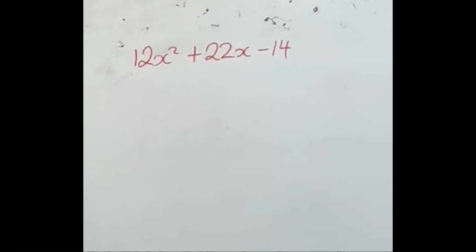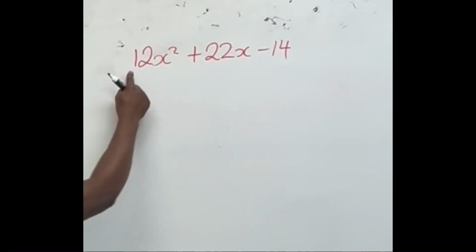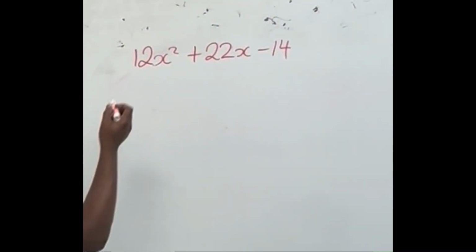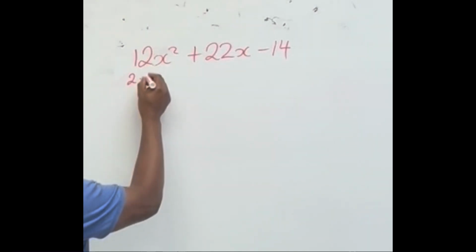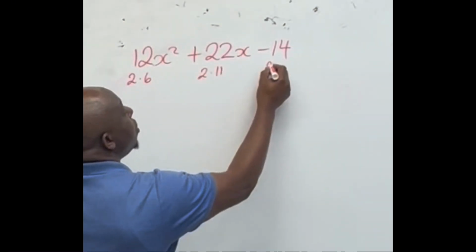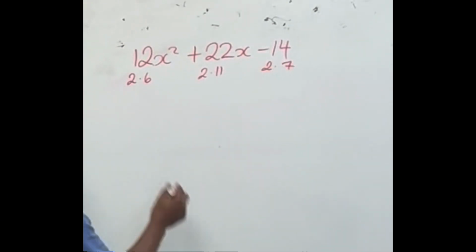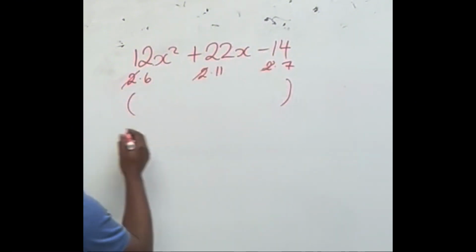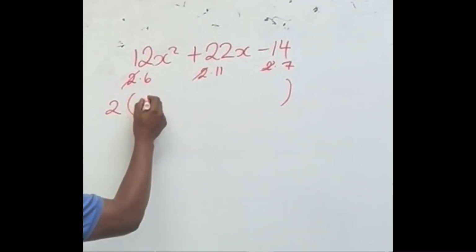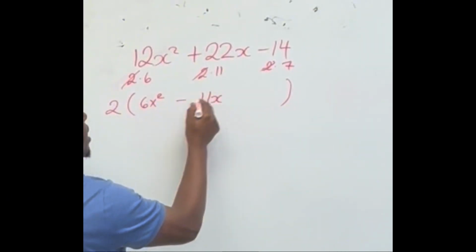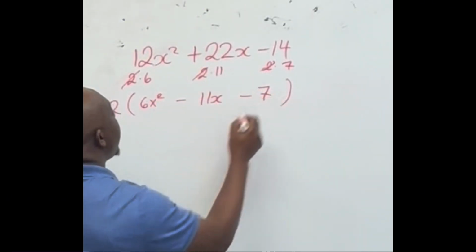Always check to see if you can factor something out. First, always check. Looking at A, B, and C, can we factor something out? Yes, 2. This is 2 times 6, 2 times 11, 2 times 7. What can we factor out? 2. So we are left with 6x squared minus 11x minus 7.